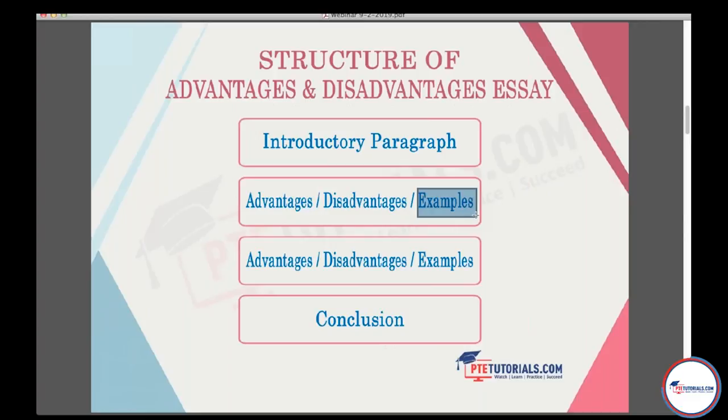Why I'm telling you this is, when you write more words, the content will be more. You'll be talking more about the statement, the general statement, the question. Then what happens? You'll get more points for content. So just talk more, write more. Don't use any template. Template is not at all good in order to score 79 plus.